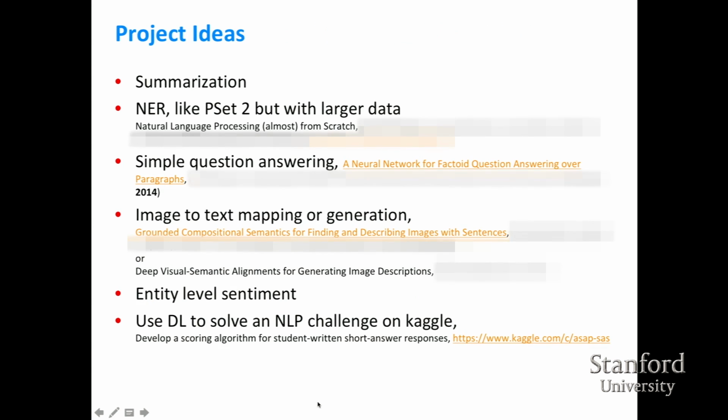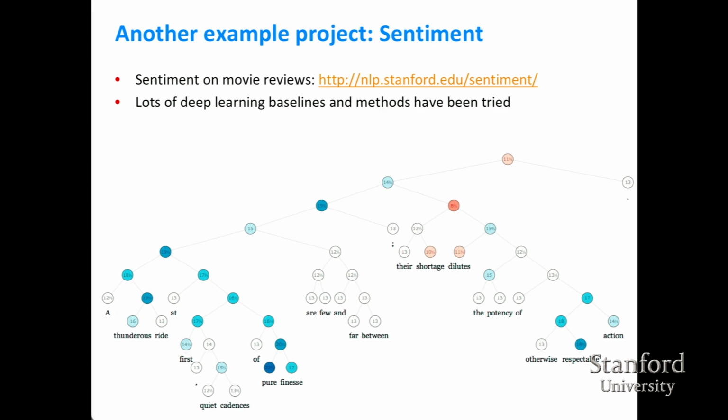And so here are a couple of project ideas, but again, we'll post a whole list of them with potential mentors from the NLP group and the Vision group and various other groups inside Stanford. Sentiment is also a fun data set. You can look at this URL here for one of the pre-existing data sets that a lot of people have worked on.